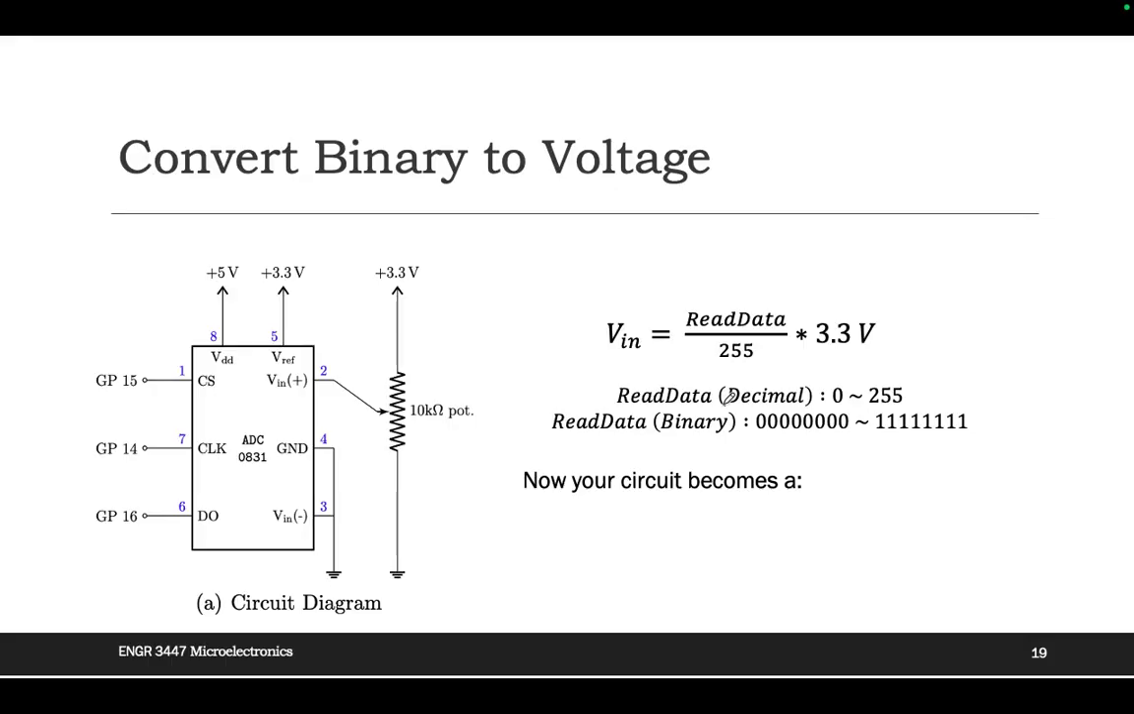Now your circuit becomes what? You can see that based on the binary number, the Pico W can print, and you can actually get the input voltage. Am I right? What is this? Are you familiar with this thing? No? It is a digital voltmeter. You can use it to measure the input voltage. Does that make sense to you?